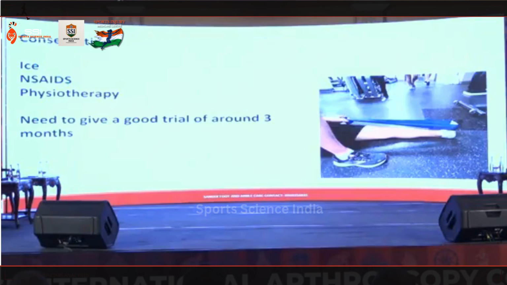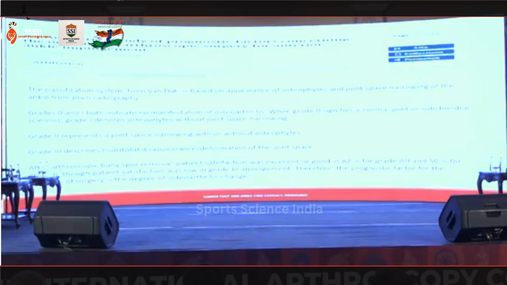Initially, to begin with, we all have to go conservative: try ice, NSAIDs, physiotherapy, and give a good trial of around 3 months if you are seeing the patient for the first time, to let the pain resolve. If not, then we have surgeries. This is a classification by Niek van Dijk from Amsterdam, who does a lot of ankle arthroscopy work, and he divides it into 4 grades. Grades 0 and 1 are where your joint is normal. In grade 1, you get osteophytes. You have a good chance of arthroscopy benefit in grade 0 and 1 patients.